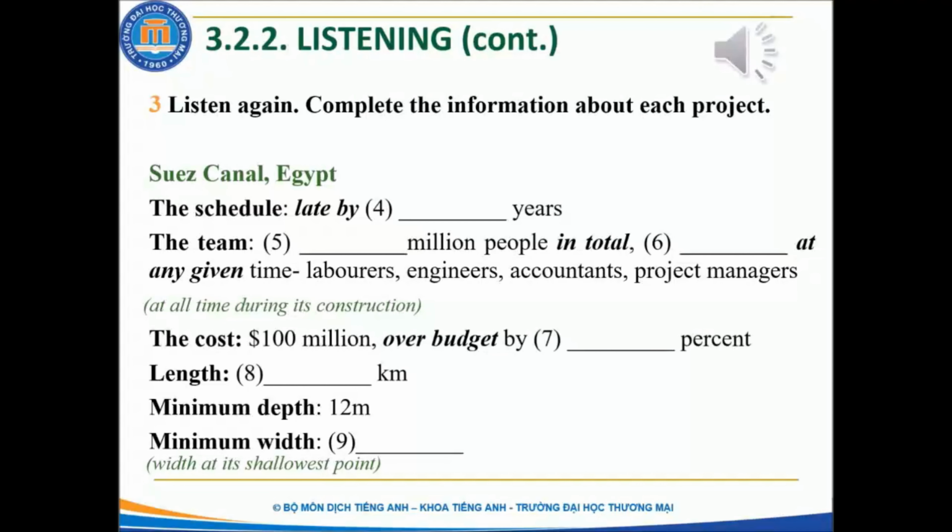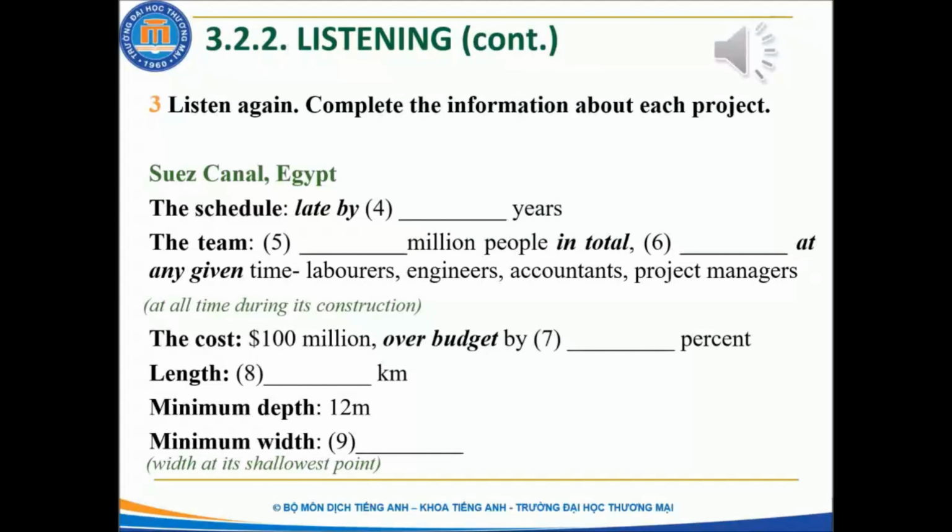Now let's move on to Suez Canal in Egypt. Ở phần này thì các bạn cũng nghe và sẽ điền vào các câu từ số 4 đến số 9. Như vậy ở câu số 4 thì mình sẽ phải điền về cái thời gian mà cái dự án xây dựng kênh đào Suez chậm hơn bao nhiêu năm. Late by how many years, right?